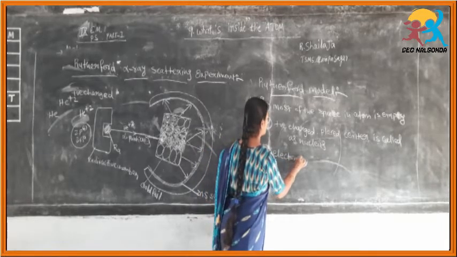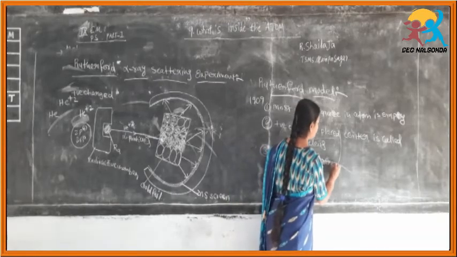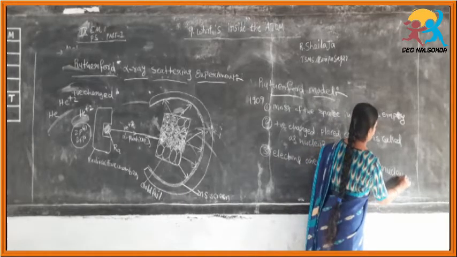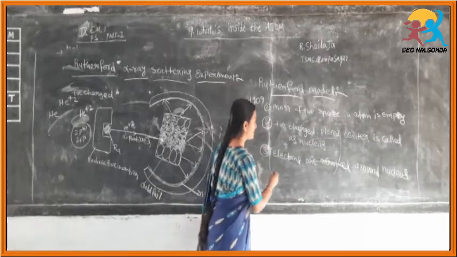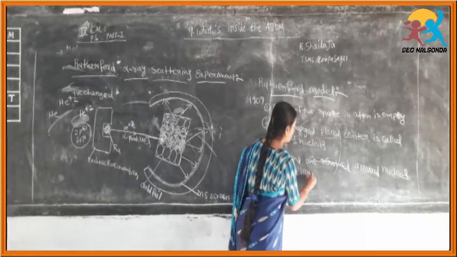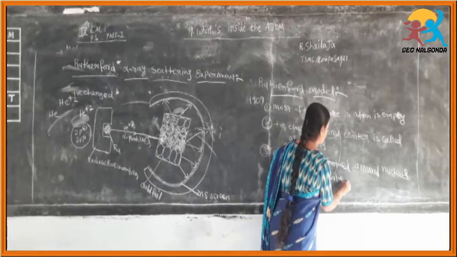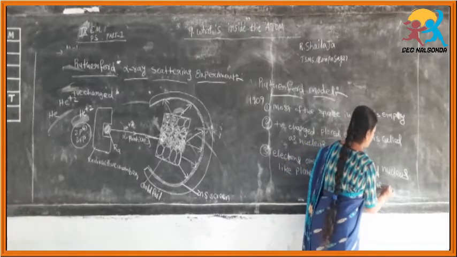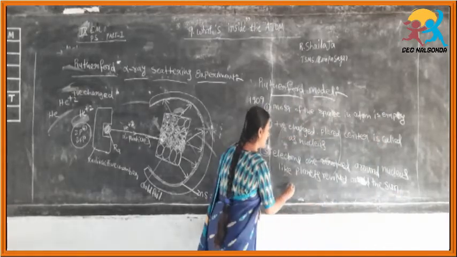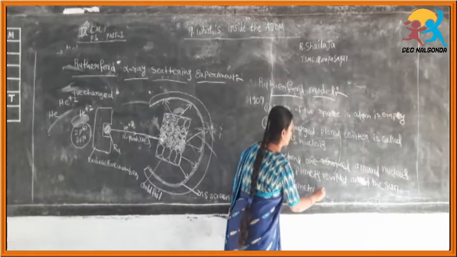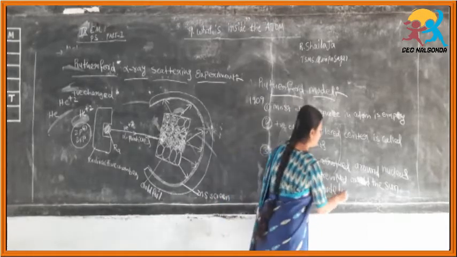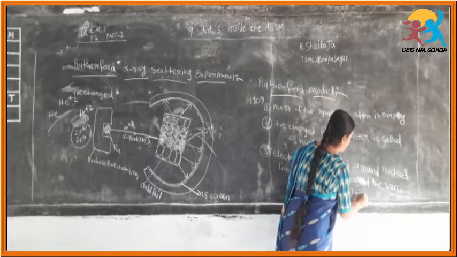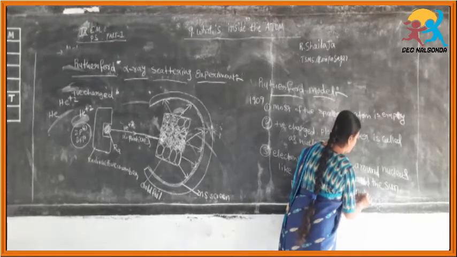Electrons are revolved around the nucleus, like planets revolved around the sun. So that's why it is also called a planetary model. And this model led to nuclear formation, the credit goes to Rutherford. So it is also called a nuclear model.